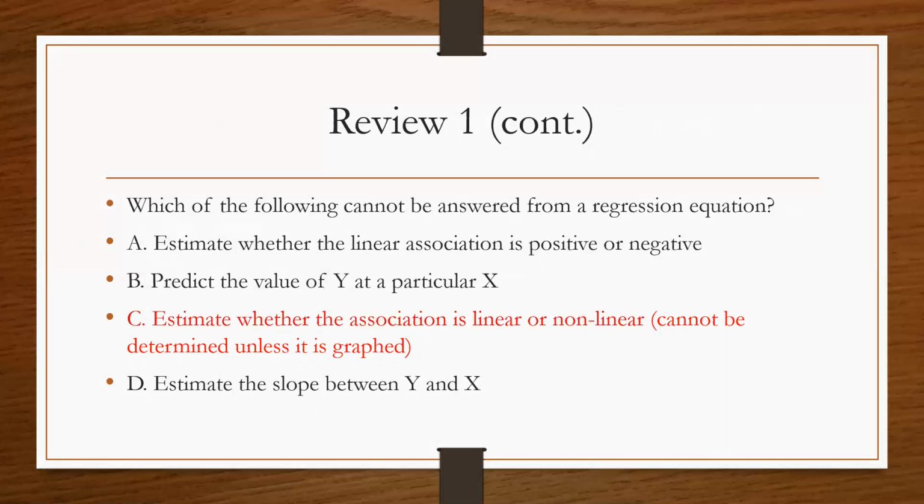Like B, that's exactly why you'd use the regression equation, is just to predict the value of Y. If you're estimating whether it's positive or negative, again, you just plug in some values and you'll figure it out. And estimating the slope, if you have all the other data, you can find the slope. So the only thing that you can't do is just guess whether it's linear or nonlinear.